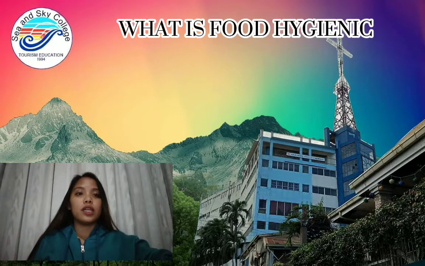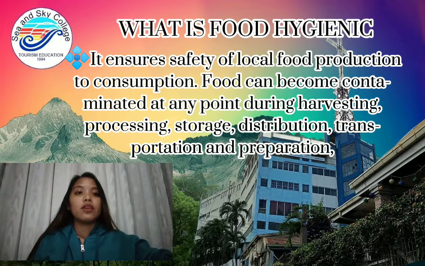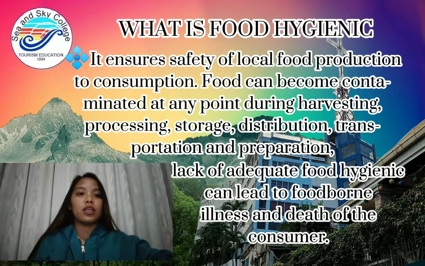What is food hygiene? It ensures the safety of food from production to consumption. Food can become contaminated at any point during harvesting, processing, storage, distribution, transportation, and preparation. Lack of adequate food hygiene can lead to foodborne illness and death of the consumer.